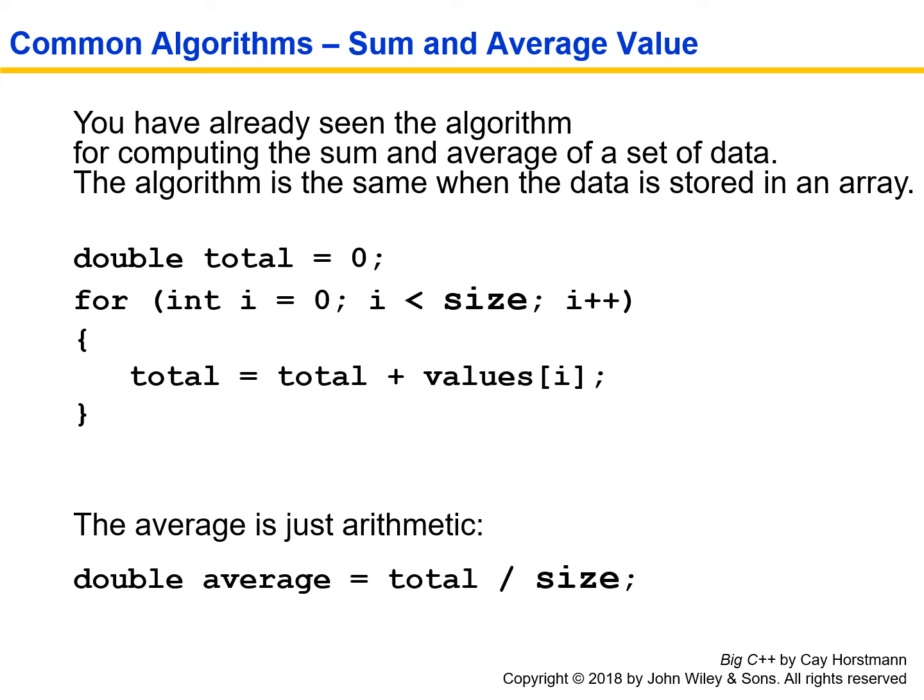You've already seen the algorithm for computing sum and average of a set of data that you're reading in from the keyboard. This is the same algorithm, except you're using a for loop to go through an array instead, to read your values in from an array.